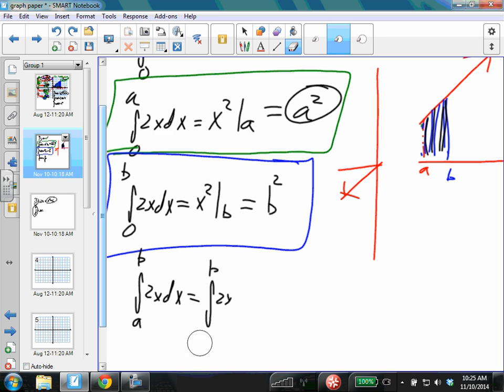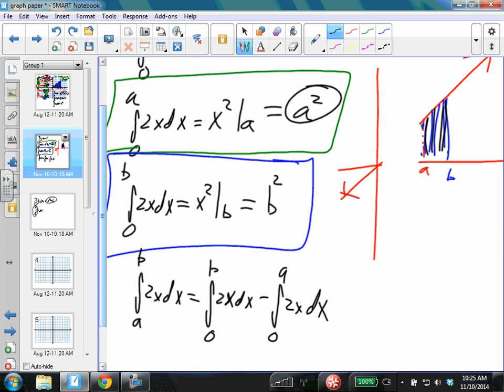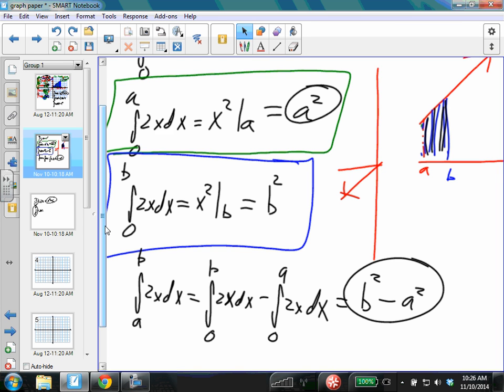So all we need to do in our minds is the integral from 0 to b of 2x dx minus the integral from 0 to a of 2x dx. We already know this first one. What is the integral from 0 to b of 2x dx? It's b squared minus, what's the second one? a squared. All this is doing, I hope you can see, is finding the area from 0 to b and then taking away the area that goes from 0 to a. Is everybody okay with that?